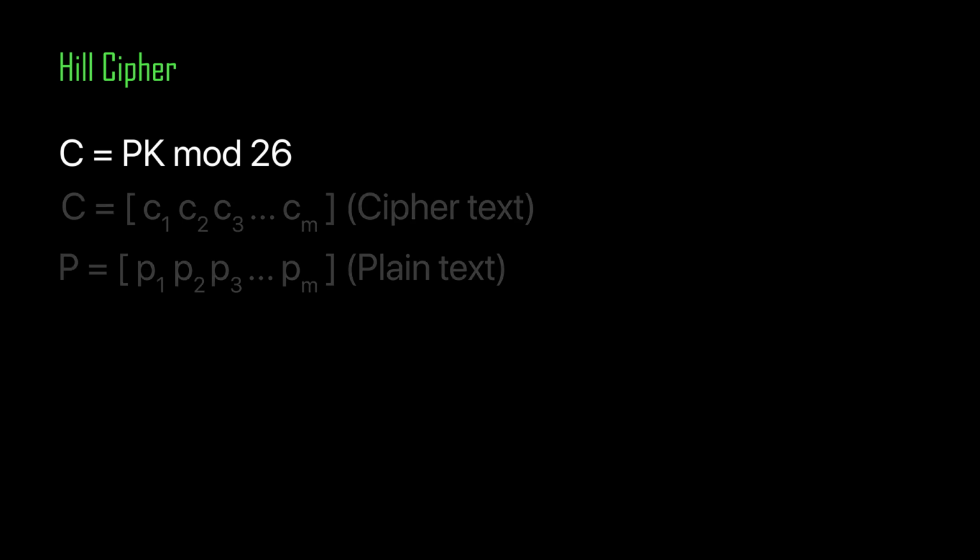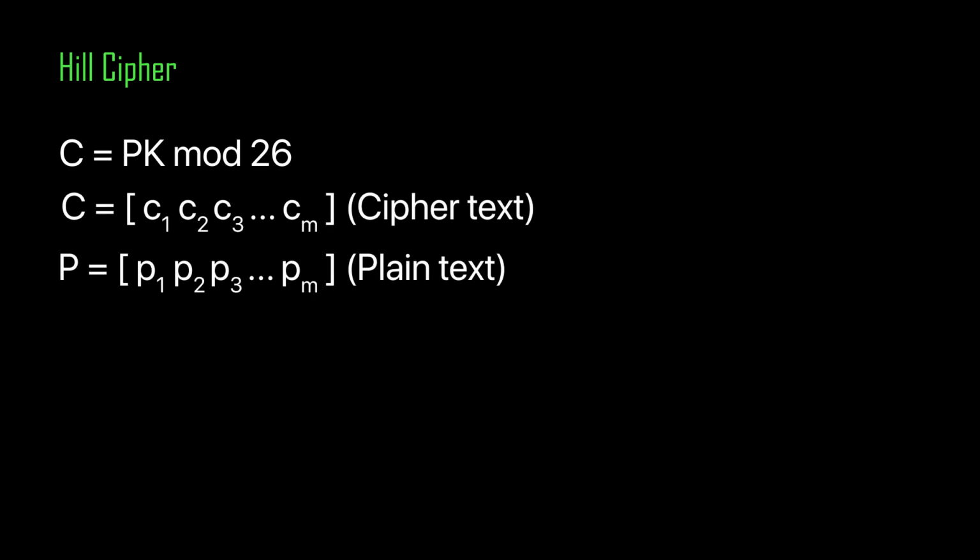The Hill cipher, or as some people call it, the M by M Hill cipher, is a multi-letter cipher. The algorithm uses matrix operations to compute M ciphertext letters from M plaintext letters. The operations are performed modulo 26 as shown here in the encryption process. In this equation, C is the ciphertext and P is the plaintext, and they are both of length M.